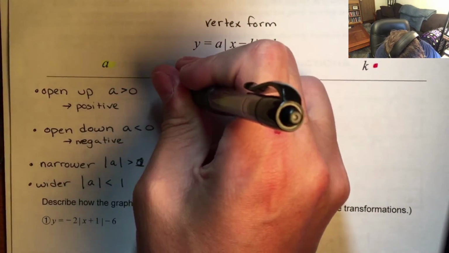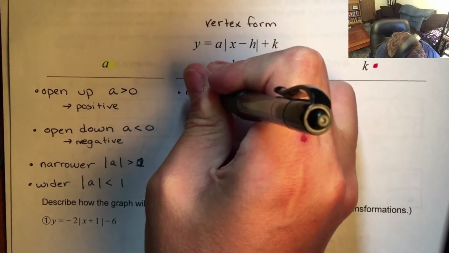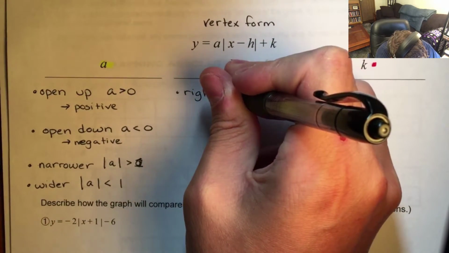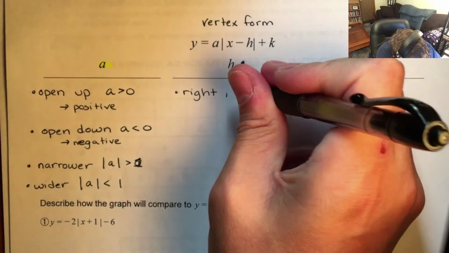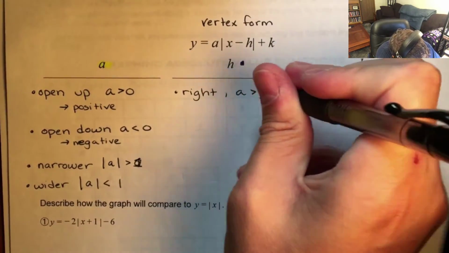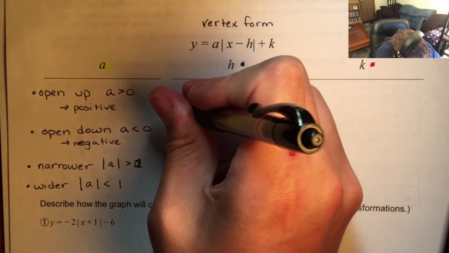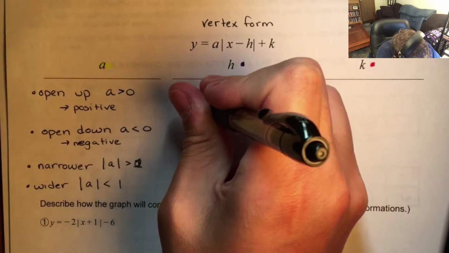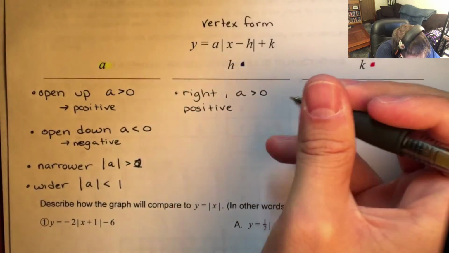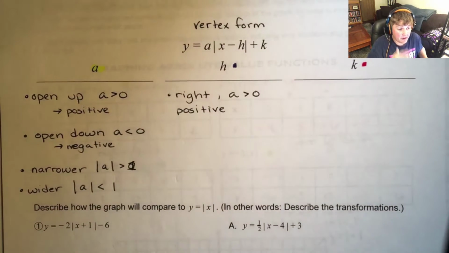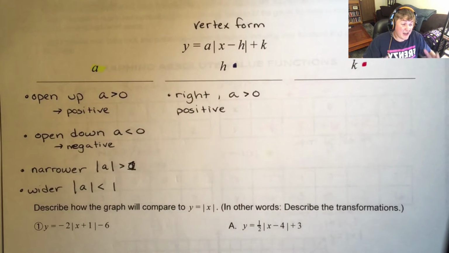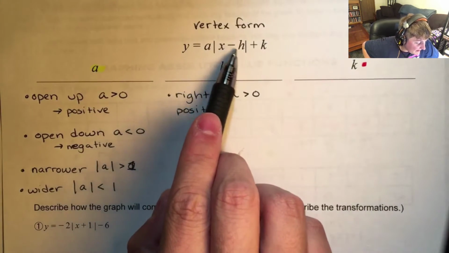Okay, it's going to move it right when a is greater than 0, meaning it's positive. Okay, this is kind of what you would think it would be, but you got to be very, very careful about this. And in fact, I'm telling you right now, it is very easy and understandable mistake to screw up the h value because it says x minus h.